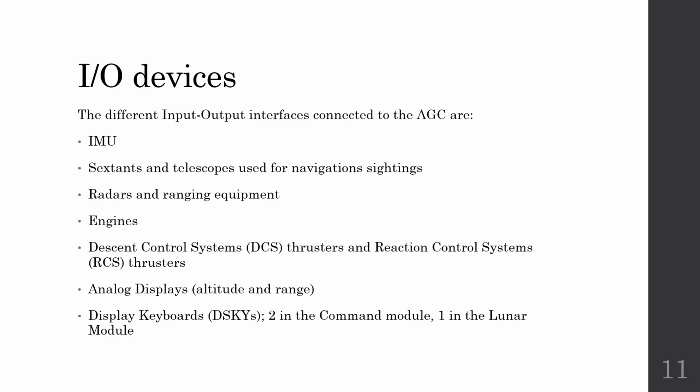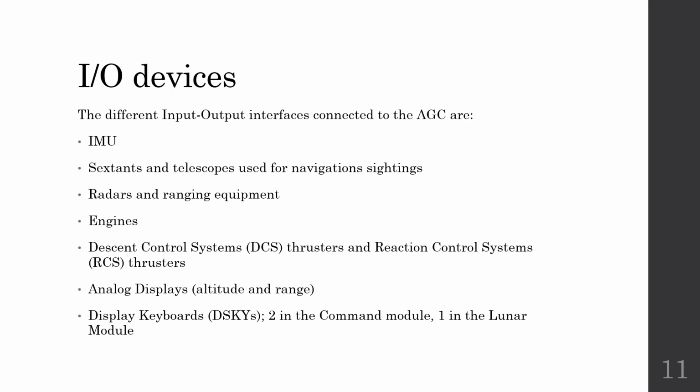Input output devices. The different input output devices connected to the Apollo guidance computer are: first one is the IMU. The IMU basically provides all the acceleration and the angular gyro data. Then sextants and telescopes are used for navigation and sightings. These devices are basically used to set the direction, to guide the spacecraft in the right direction. And radars and ranging equipment.